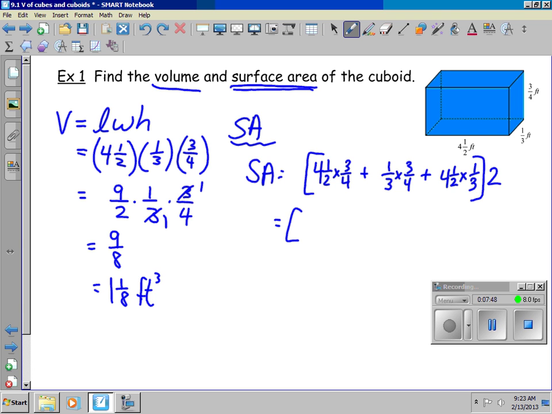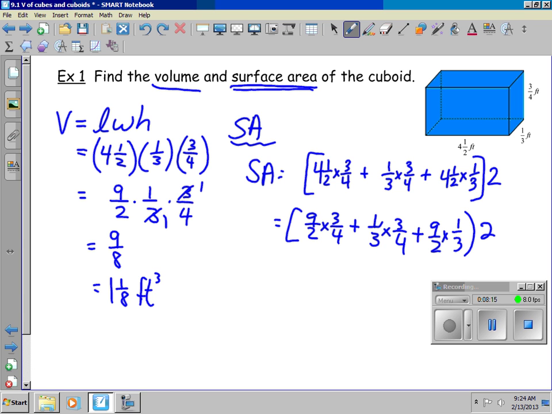4 1/2, again, we need it as a, what kind of fraction, Connor? Improper fraction, and 4 1/2 is what, Kelly? 9/2. So I got 9/2 times 3/4 plus 1/3 times 3/4 plus 9/2 times 1/3, and in the end, I'm going to need to double it.